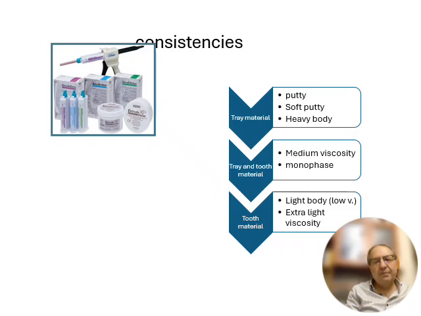So to sum up, we have viscosities that are intended to be used inside the tray. These are the putty, soft putty, and the heavy body. We have consistencies that are intended to be used inside the tray and also around the teeth. They are called the monophase materials. The medium viscosity is also a material that should be used with other materials. Monophase can be used on its own without any type of putty. Light body material should be used around the teeth, and extra light viscosity should be used around the teeth only. These are called tooth materials.